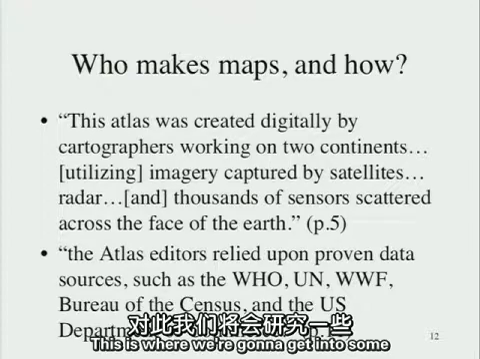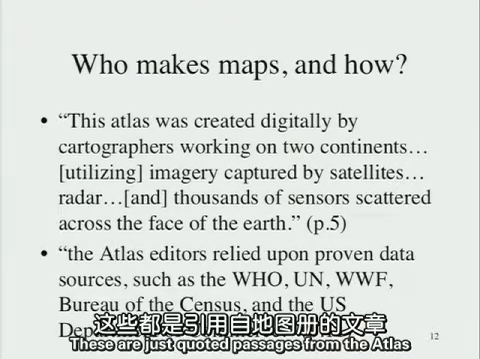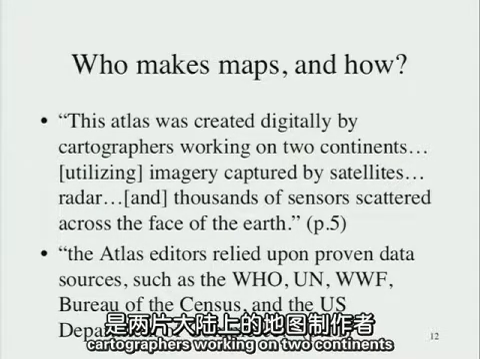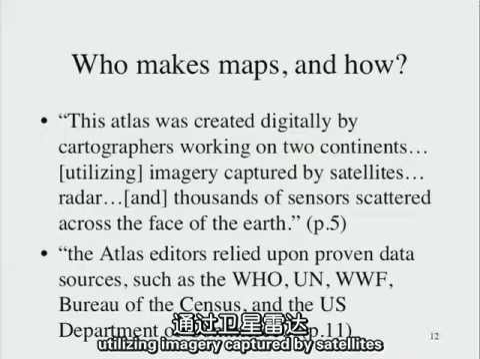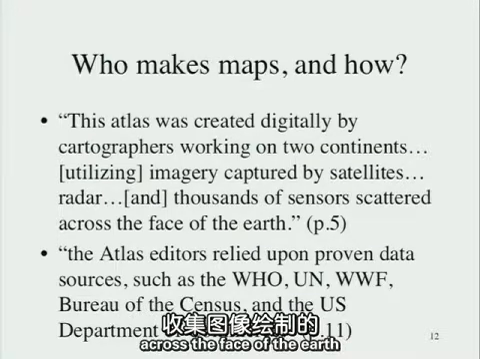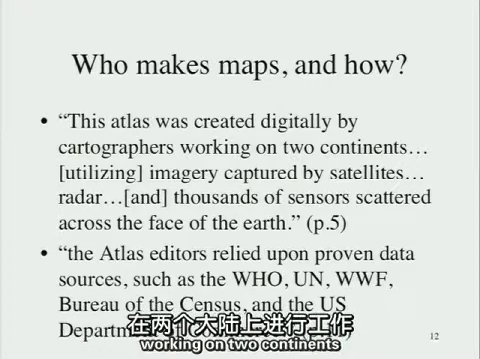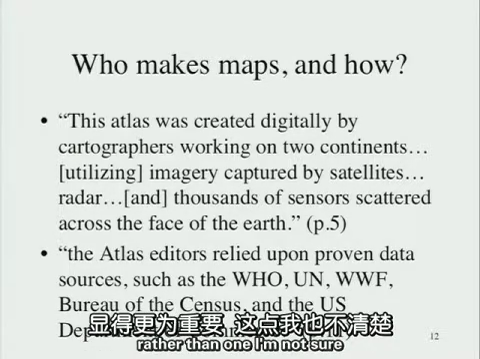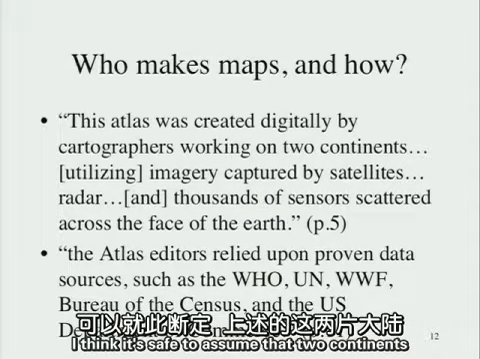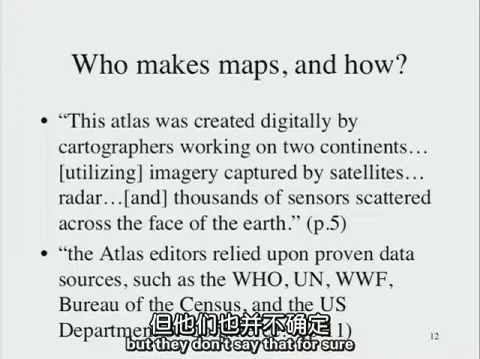This is where we're going to get into some slightly more significant questions. These are just passages from the atlas. "This atlas was created digitally by cartographers working on 2 continents, utilizing imagery captured by satellites, radar, and thousands of sensors scattered across the face of the Earth." Why it matters that it was made by cartographers working on 2 continents rather than 1, I'm not sure. They're obviously quite proud of this. I think it's safe to assume that the 2 continents in question were North America and Europe. But they don't say that for sure.